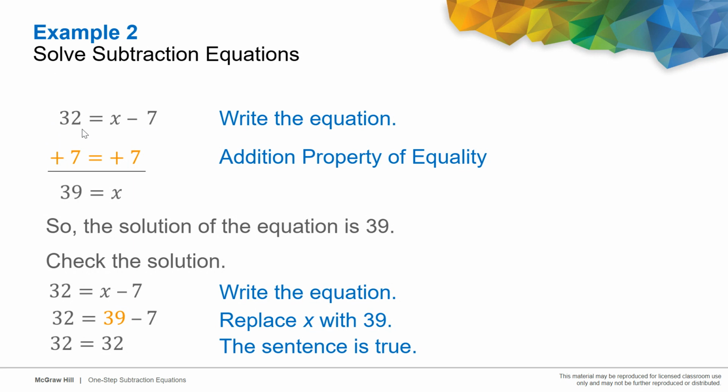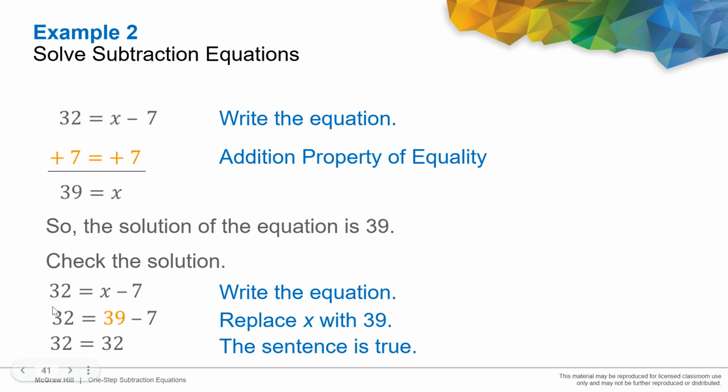32 equals x minus 7. To get x by itself, or to isolate x, we want to get rid of this minus 7. To do that, we do a plus 7. If we do a plus 7 on the right, we need to also do a plus 7 on the left. So x minus 7 plus 7 is x, because that cancels out our 7s. And then 32 plus 7 equals 39. So the solution of the equation is 39.